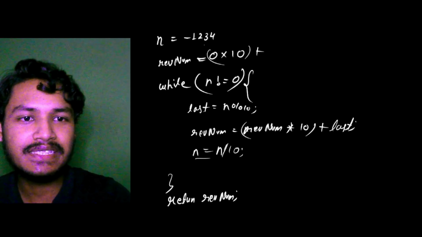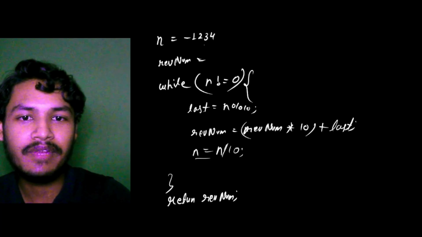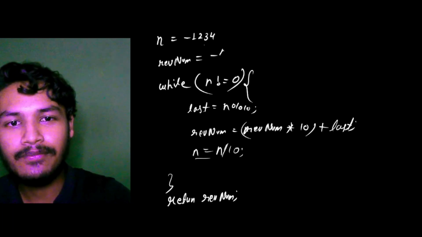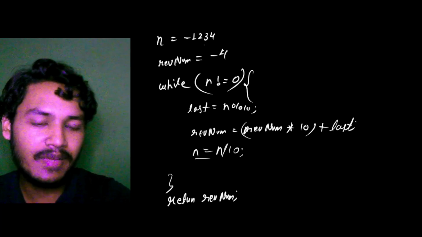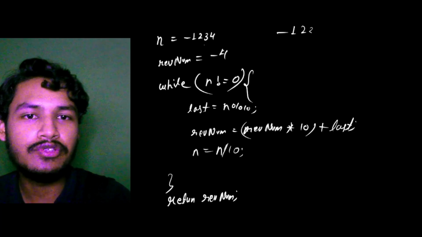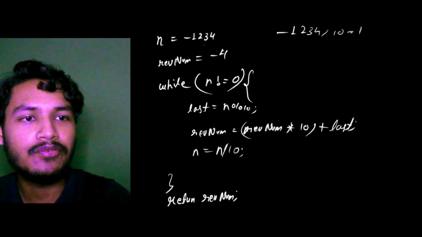We will plus -4. All right, so what will we have? We will have 4. All right, and then we will divide the number by 10. So we will have 1234 divided by 10, we will get 123.